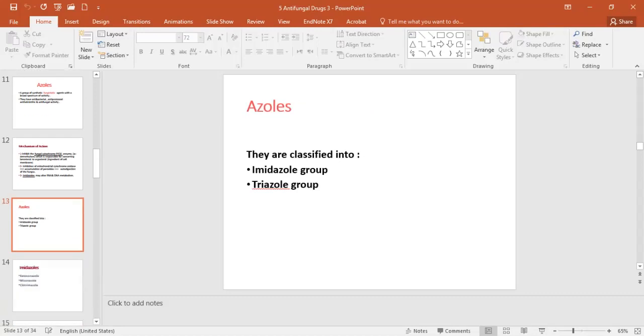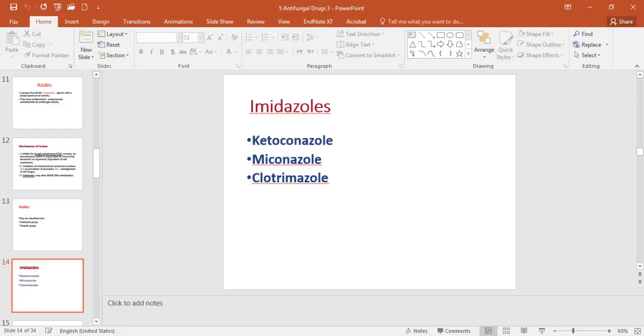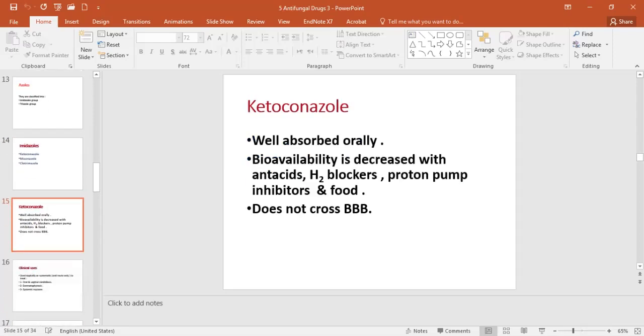Now we come to the azoles. They are classified into imidazole and triazole group. As we said before, the imidazoles include ketoconazole, miconazole, and clotrimazole. Ketoconazole is well absorbed orally, and it is very commonly used. Bioavailability is decreased with antacids, H2 blockers, proton pump inhibitors, and food, and it doesn't cross the blood-brain barrier.